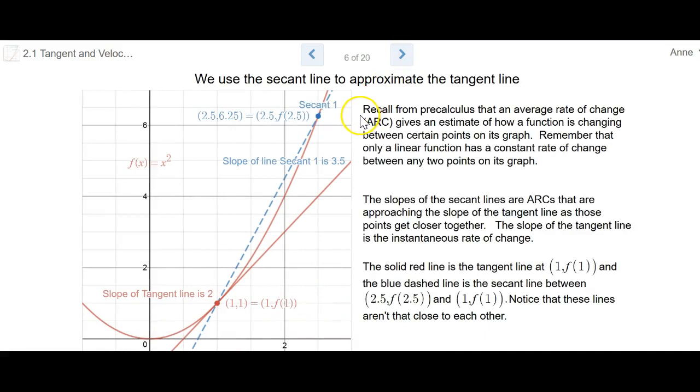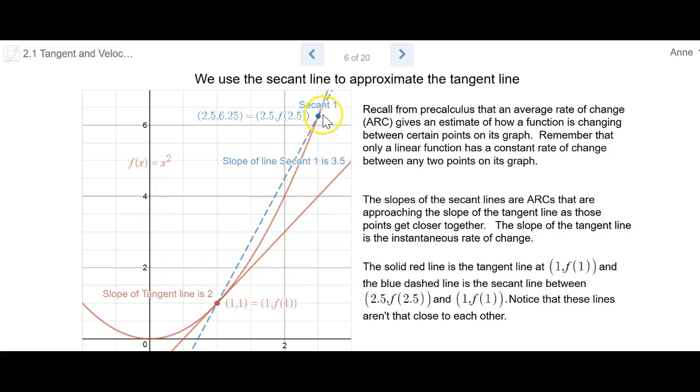So why do we care about secant lines? Because what we really care about is the slope of the tangent line to a function. So a tangent line touches the graph of a function at one point in some neighborhood. So what we're interested in here is at the point 1, 1. This red line is the tangent line, and it touches f of x equals x squared at just this one point.